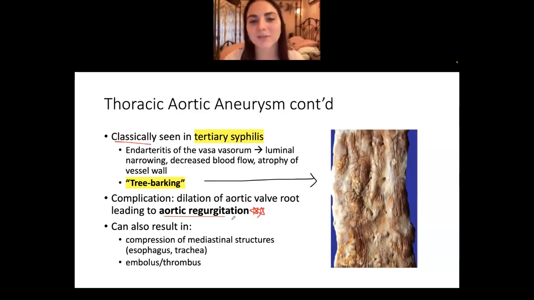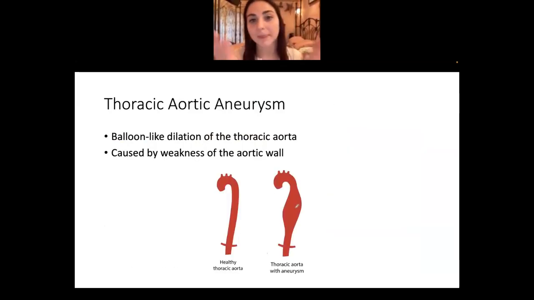I wanted to bring in the question for aortic regurg. It was a murmur question about aortic regurg, and I had to tell you that this was syphilis causing aortic regurg. And it was like, why is syphilis causing aortic regurg? Now you know.